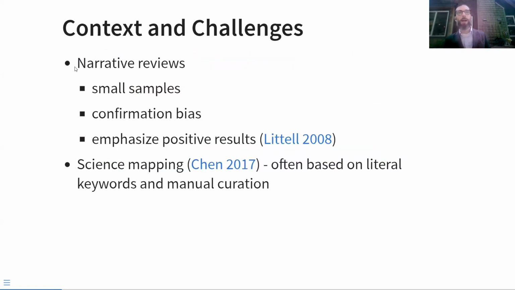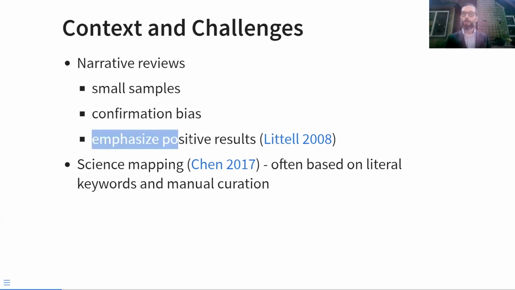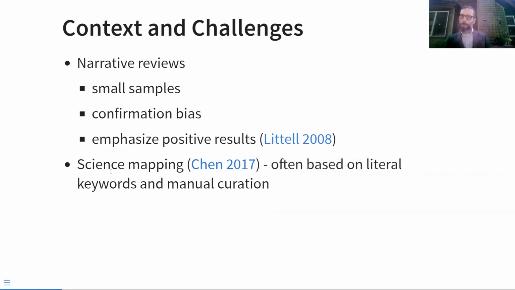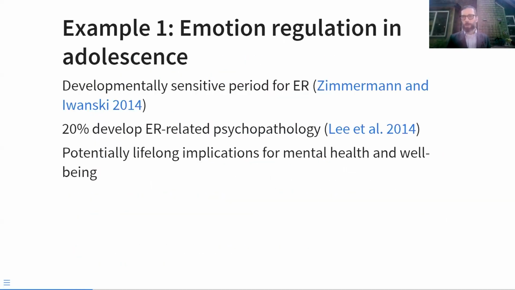So as I mentioned before, narrative reviews have some shortcomings. They tend to have small samples. They are subject to confirmation bias because the human agent is the person who performs the synthesis. And they tend to overemphasize positive results because people are more attuned to the presence of effects than their absence. And this is all taken from a great paper by Julia Littell. Text mining systematic review is also somewhat close to the practice of science mapping, with the key difference that science mapping is often based on literal keyword searches and manual curation of those terms. I think I will get back to this in a second, so I'll skip this for now.